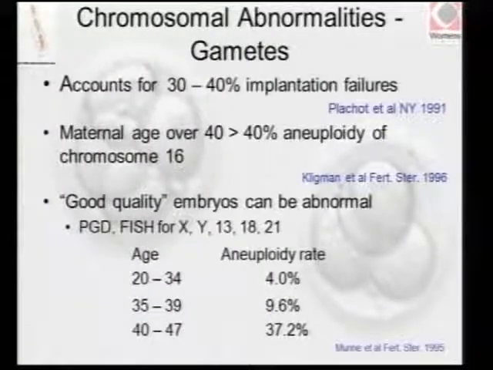As far as the gametes are concerned, it's the chromosomal abnormalities. And the chromosomal abnormalities in the gametes account for 30 to 40% of implantation failures. Maternal age over 40, 40% of the oocytes have aneuploidies. So it doesn't matter what you do in the laboratory. It is not even the fact that you are ending up getting 1 or 2 eggs. It is the normality of the oocytes that you're getting.